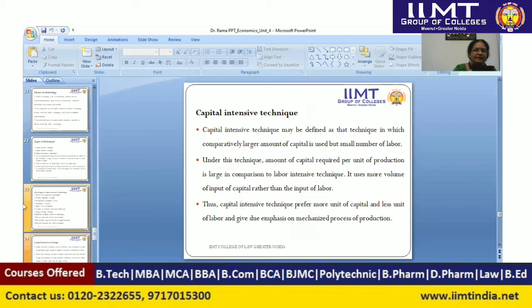Now, capital intensive technique. Capital intensive technique may be defined as a technique in which comparatively larger amount of capital is used but a small number of labor. Under this technique, the amount of capital required per production is large in comparison to labor-intensive technique. It uses more volume of input of capital rather than the input of labor. It means in capital-intensive technique, the more use of capital, the less use of labor. Thus, capital-intensive technique prefers more units of capital and less labor.